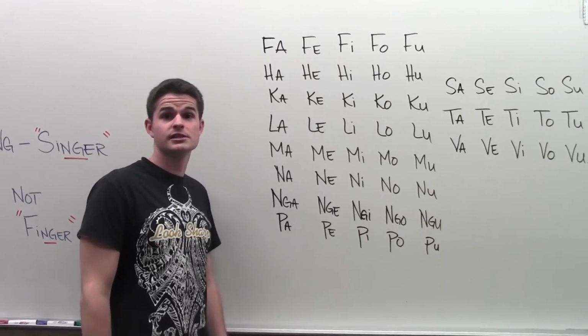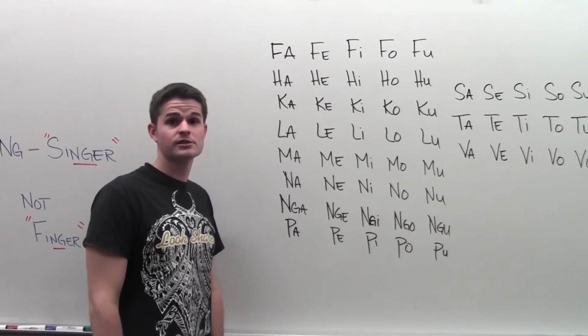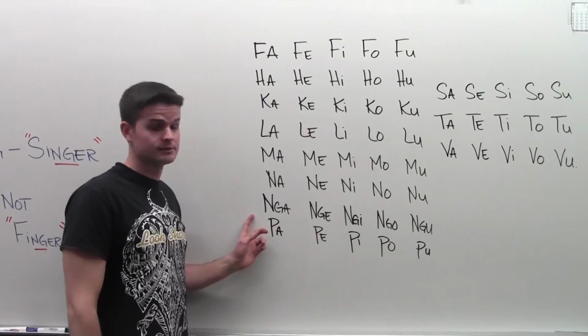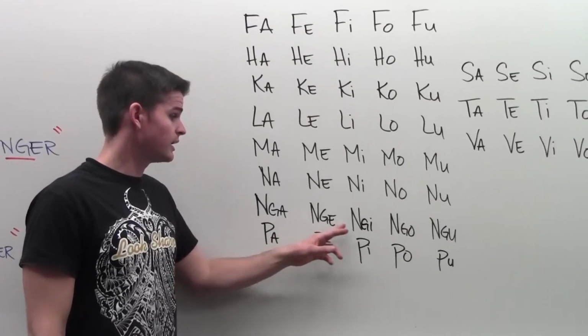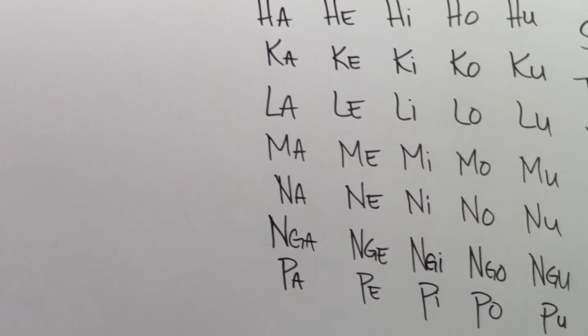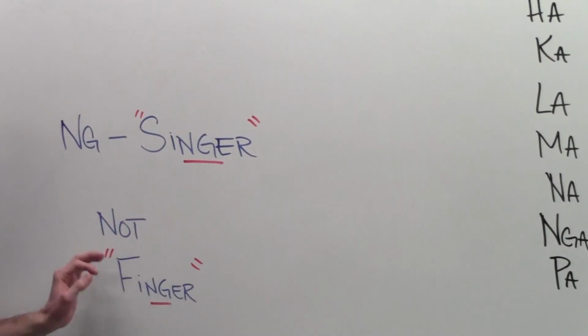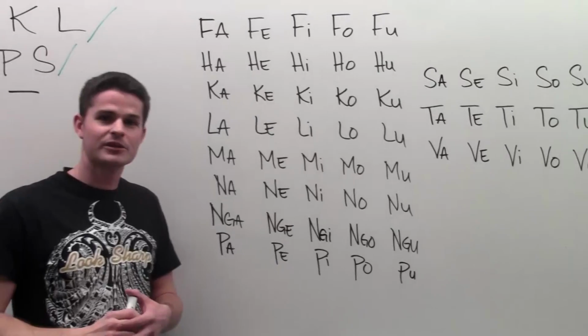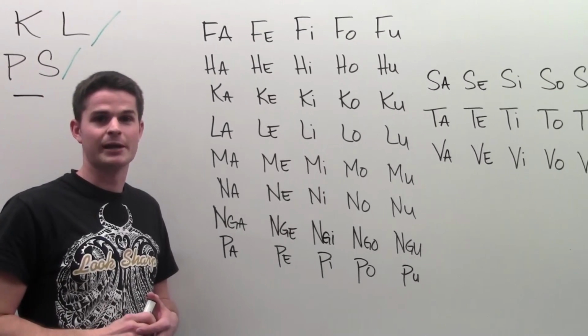One of the most difficult consonants that us English speakers have to pronounce in the Tongan language is nga. It is nga, nge, ngi, ngo, ngu. Nga, as in singer, not finger. Now I'm going to let you pause the video and practice that a few times.